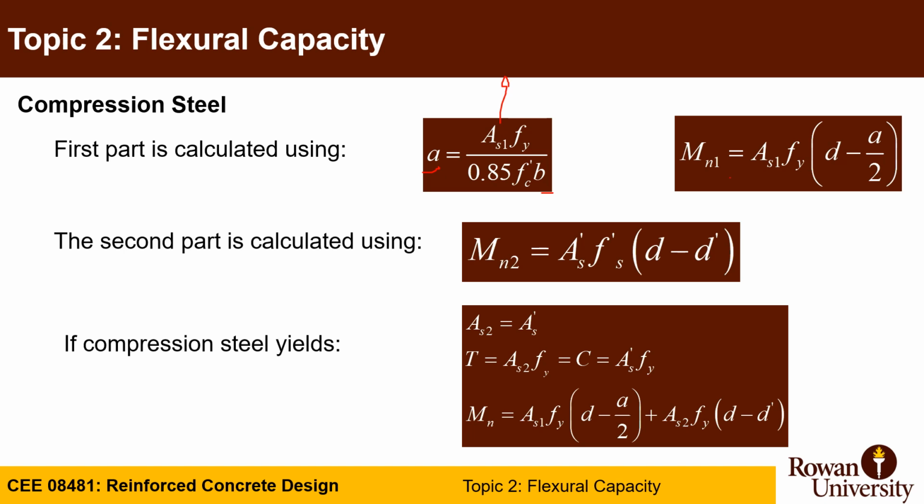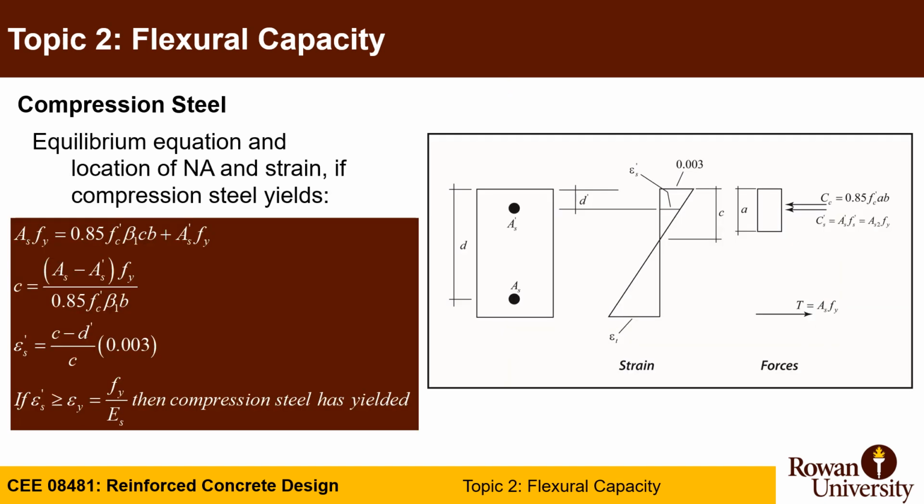Mn1 will be As1 fy (d minus a over 2). The second part is going to be As' fs' (d minus d'). In this case, you don't know if the steel has yielded or not, so let's go through an assumption to find out if the steel is yielded or not.